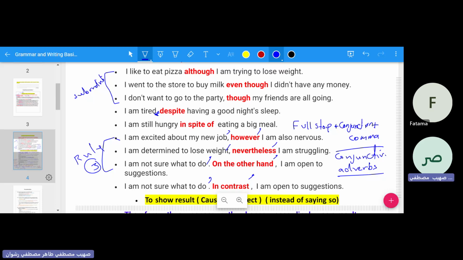Clear now, Fatma? Yes, clear. Okay, write another example to be sure that you will do it correctly. Okay.